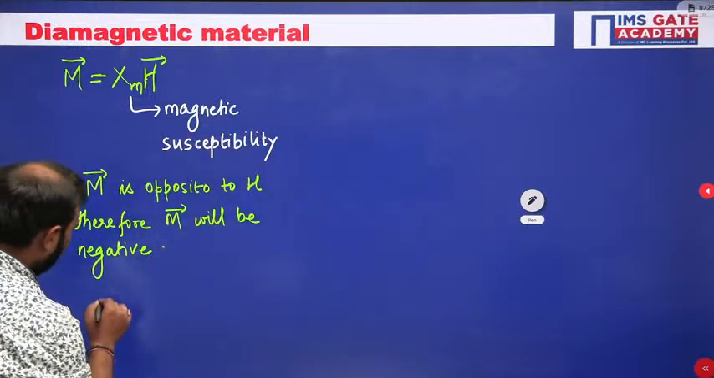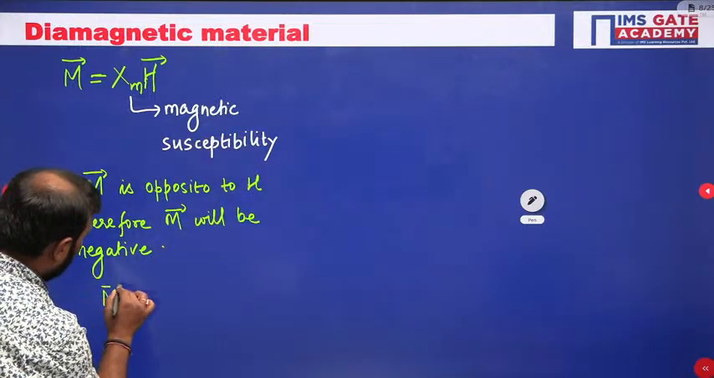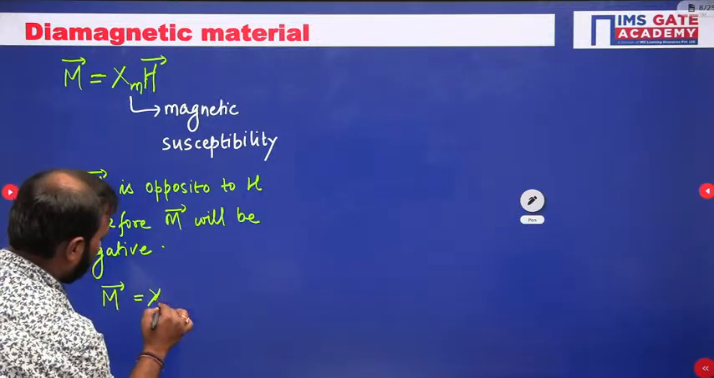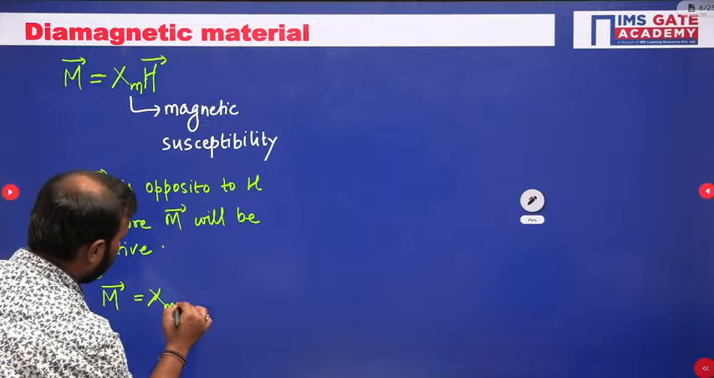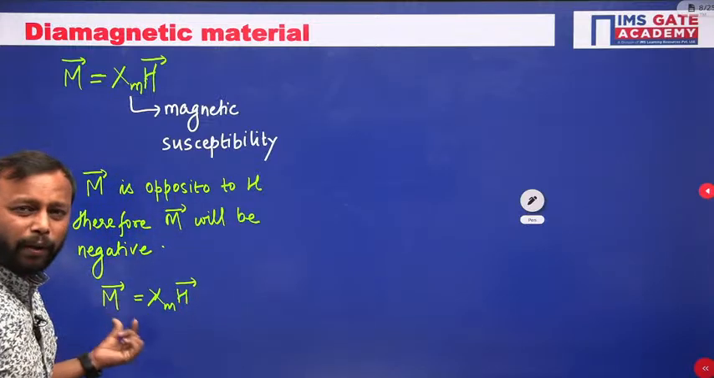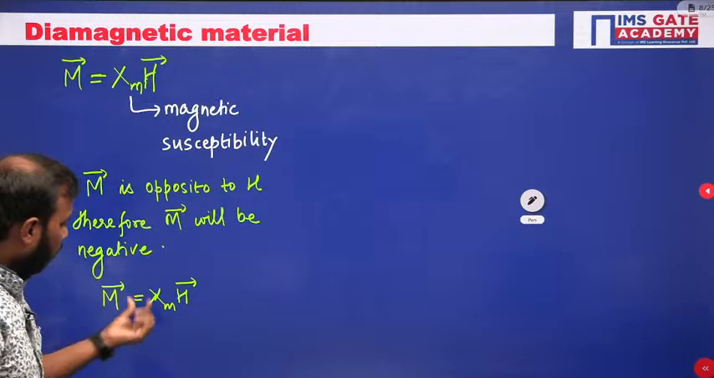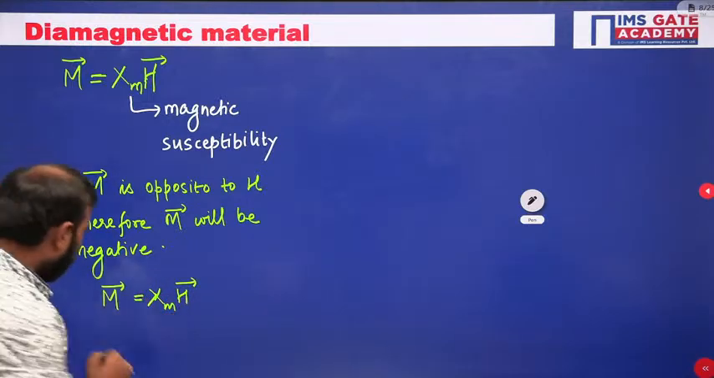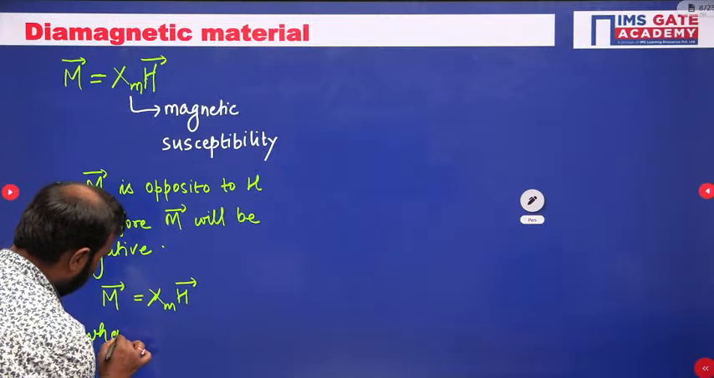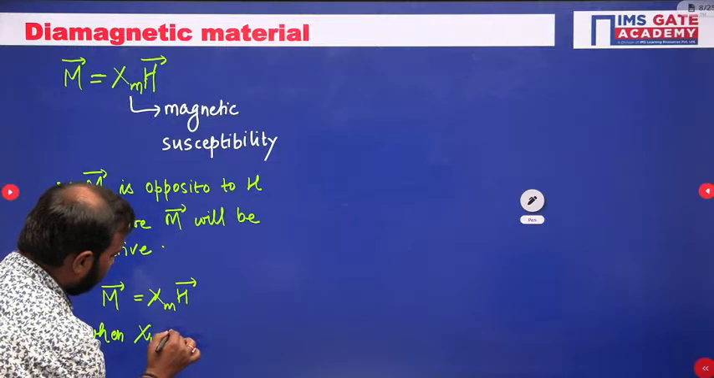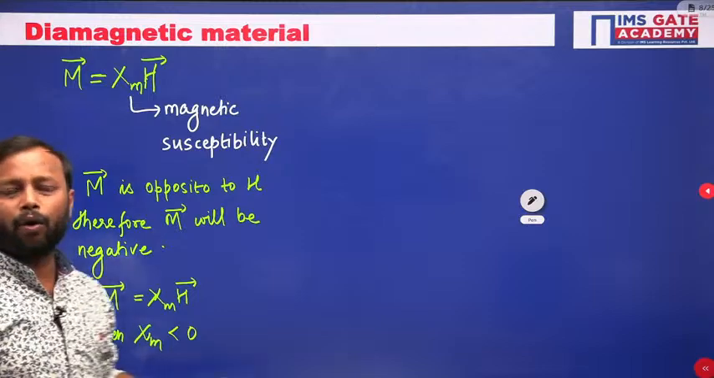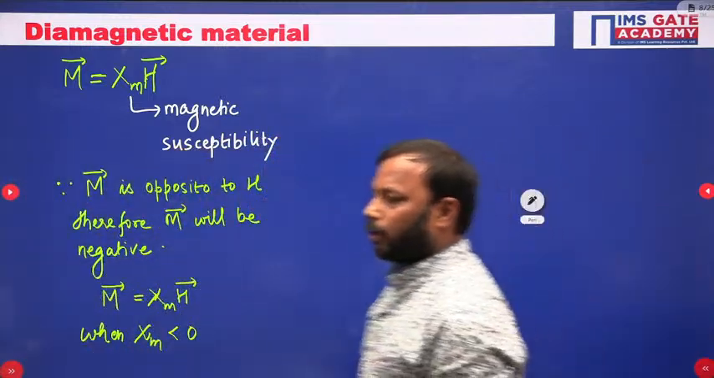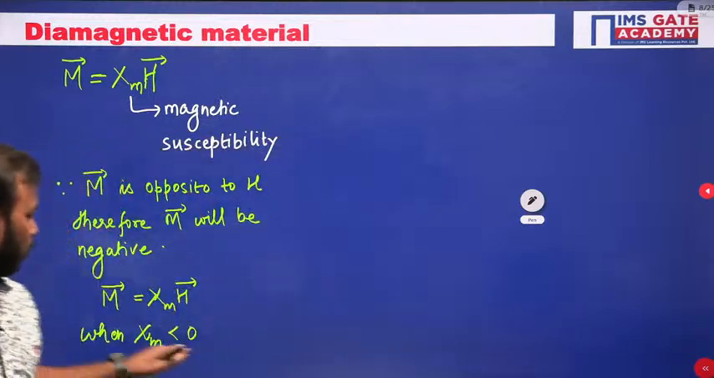What I mean is, here M is equal to chi M into H. So this is going to be negative only if chi M is going to be negative. Am I clear? When will this be negative with respect to H? When chi M is less than 0. Then only it is going to be negative. But what is the effect of chi M here?